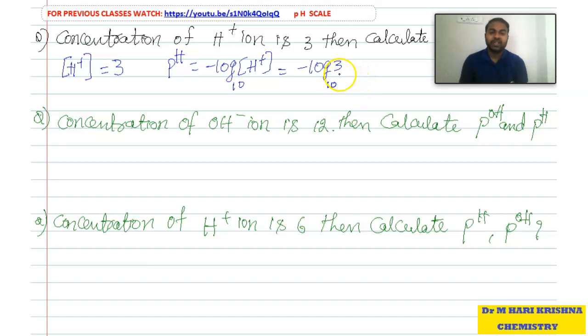So students, we should know the log 3 value. Normally log values will be provided in the data. So what is the log 3 value? Minus 0.477. So log 3 value is 0.477. So here the minus sign is there, so I have given minus 0.477.